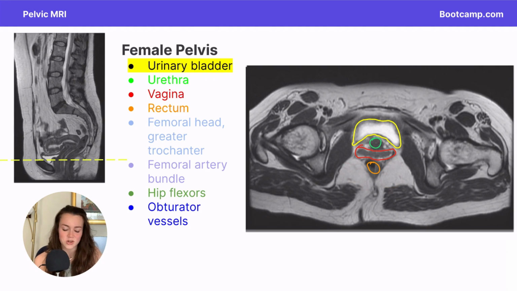Let's take a look at our bony structures, namely the femur on either side and the greater trochanter. And that femoral artery bundle is going to be superficial in the exact same place we talked about on the male pelvis. Here are your 3 hip flexors on either side, sartorius, rectus femoris, iliacus. And then here are your obturator vessels, and they look a little different than they did in the male pelvis just by virtue of the level of the cut. Here we're watching them travel through the obturator foramen, so that's why they're looking a little more longitudinal.